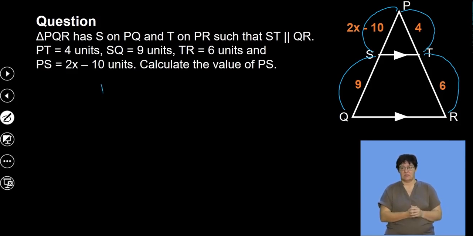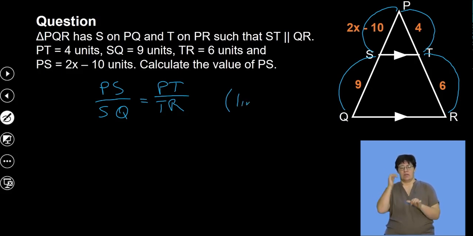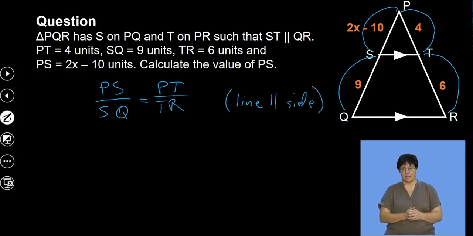So I'm definitely going to say PS over SQ must be equal to PT over TR. And what is my reason for this? It's because a line parallel to the other side of a triangle. Or you can simply say prop theorem, proportionality theorem. You can just easily say that and that is fine. And then let's substitute and solve for PS, right?